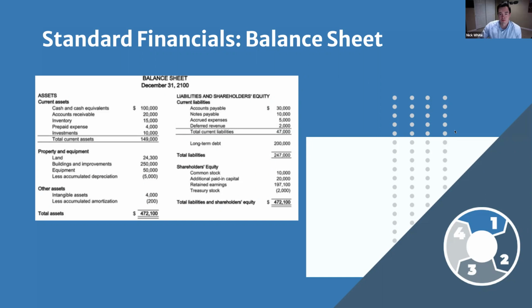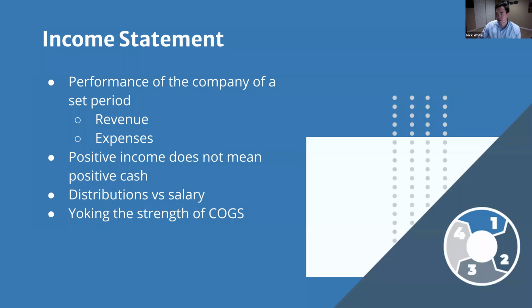All right, rolling on to the income statement. The income statement is what a lot of clients look at to see, am I making money or am I losing money? So this is the performance of the company in a set period. We're looking at revenue versus expenses, or revenue, cost of goods sold, and expenses. We'll touch upon cost of goods sold in just a minute.